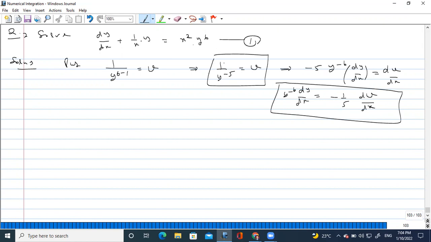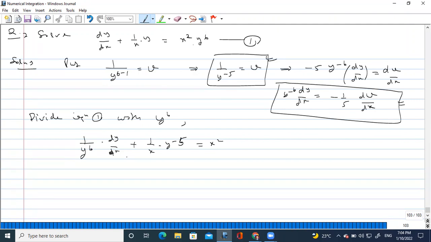Now in this equation, just divide the whole equation by y to the power 6. Divide equation 1 with y to the power 6. So you will get 1 upon y to the power 6 dy by dx plus 1 by x y to the power minus 5 here, because y is already there, that will be equal to x square. So now here you can do the replacement. This replacement you do, this replacement you do.